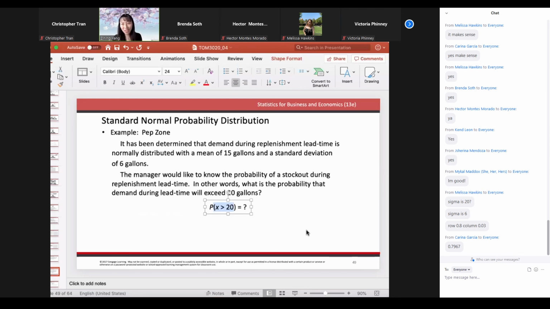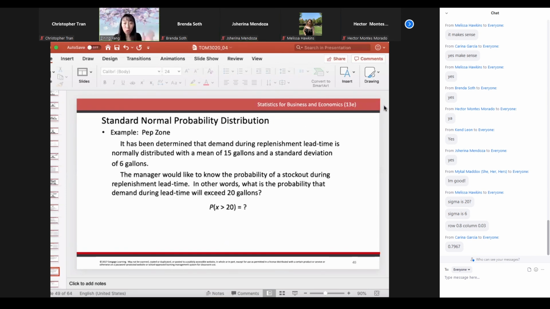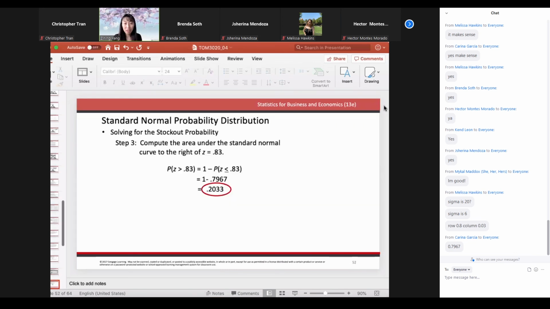So what's the last step we need to do once we figure out the yellow? Subtract from 1. Yes, perfect. We just need to subtract, right? Use 100%, subtract the yellow area, so we get the right-hand area, which is 0.2033. So that is a probability.